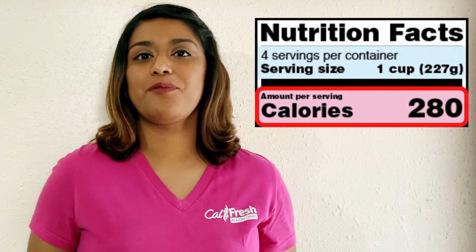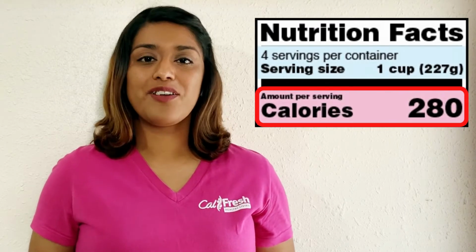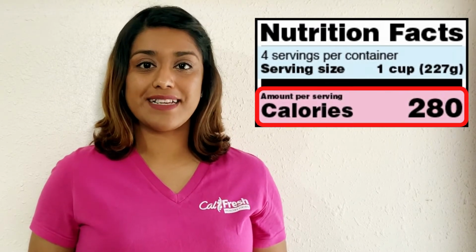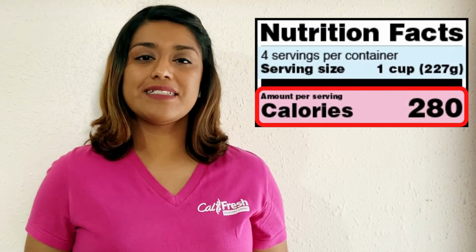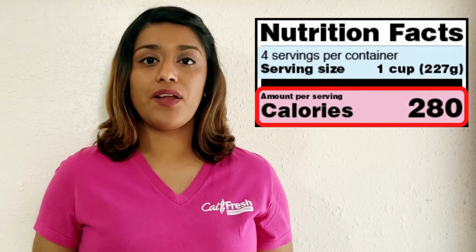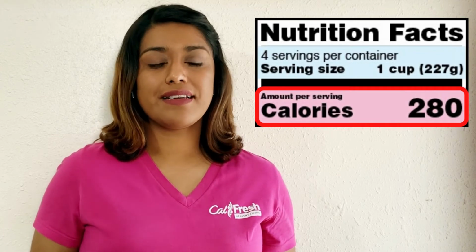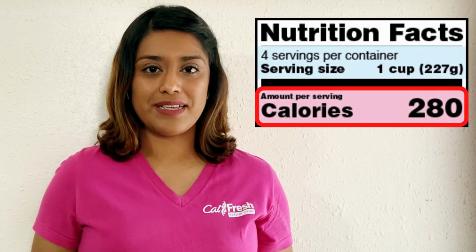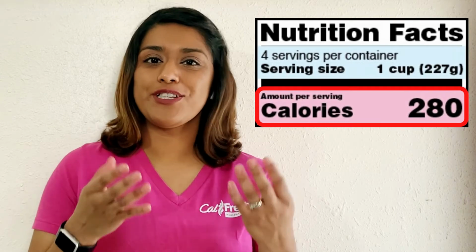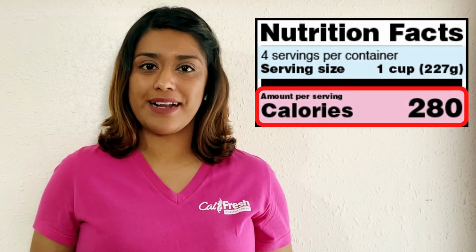The last part that I want to show you is calories. Notice that right above calories it says amount per serving. This is just a reminder that everything below is only from 1 serving. This frozen lasagna has 280 calories. Now it's your turn to put this information to practice by reading a label.